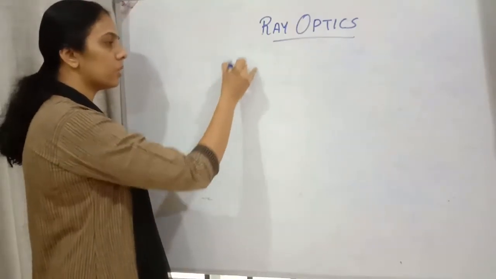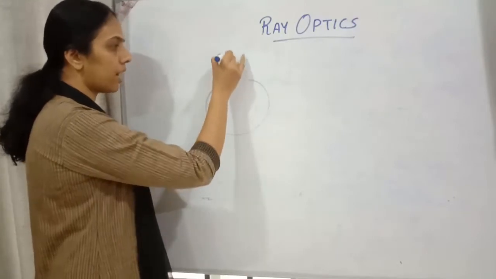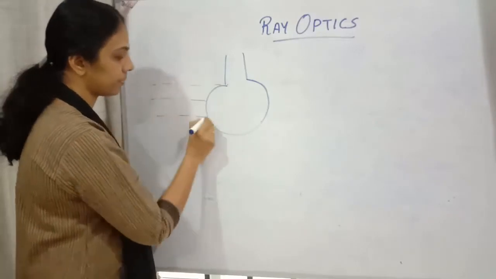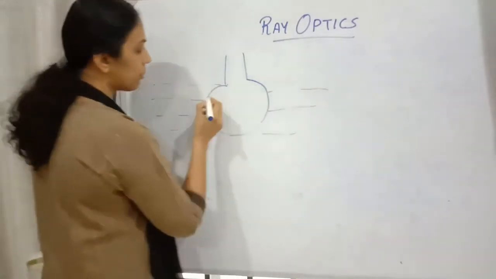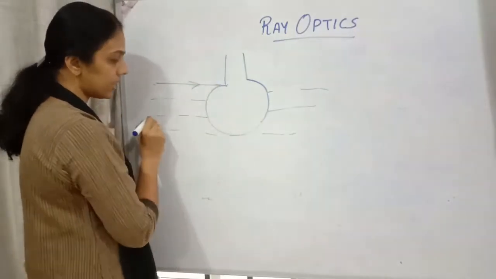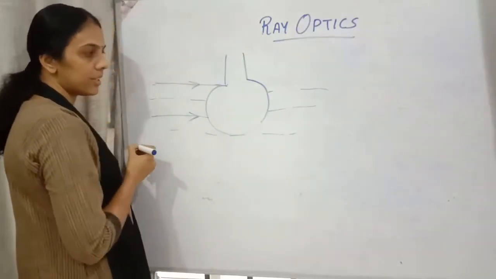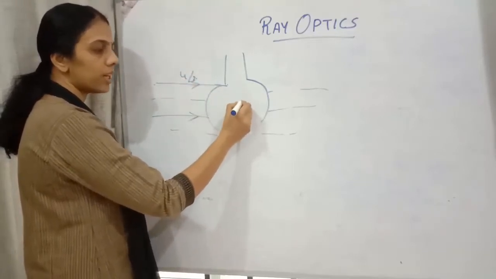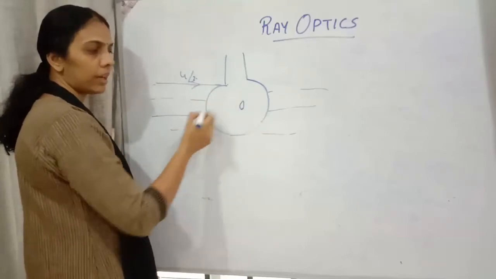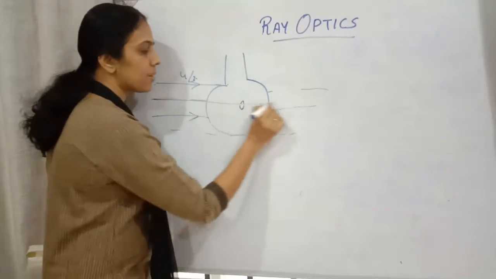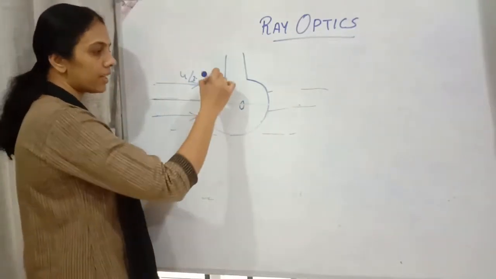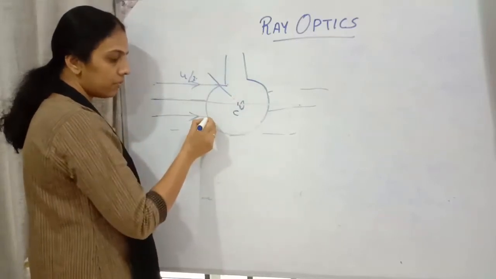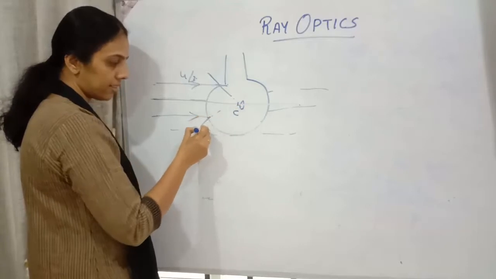So here a flask is kept. A flask is like this and it is kept in water. A parallel beam of rays is incident on this flask. The ray of light is incident parallelly, and here the medium has refractive index 4/3. So we are observing the object from inside the flask. Let this be the principal axis. This is the center of curvature, so the normal will be like this. For this side, the normal will be like this.